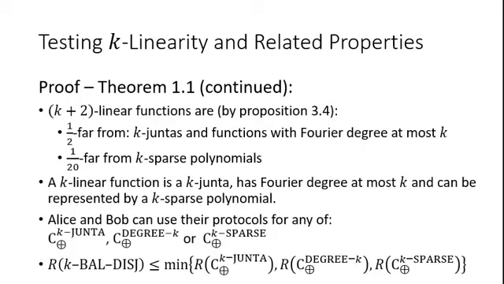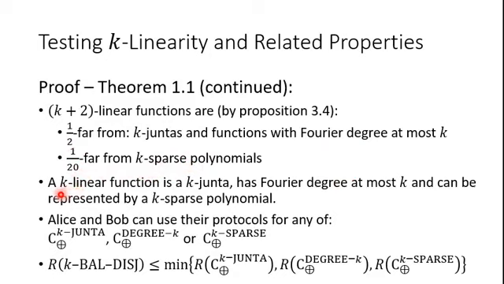Now, keeping that in mind, we saw that k plus 2 linear functions, by Proposition 3.4, are half far from k-juntas and functions with Fourier degree at most k, and 1/20th far from k-sparse polynomials.